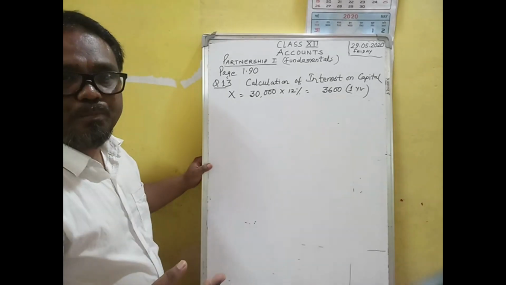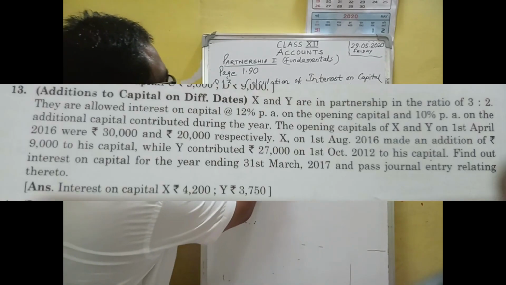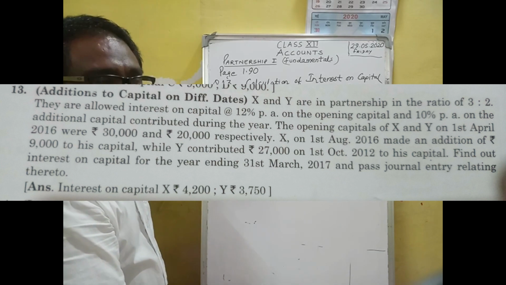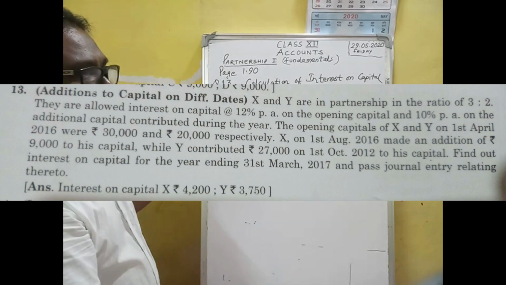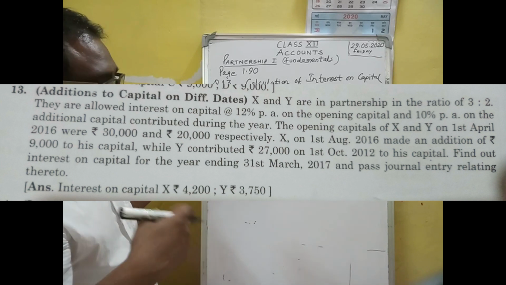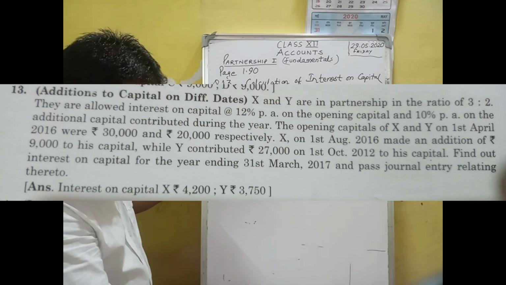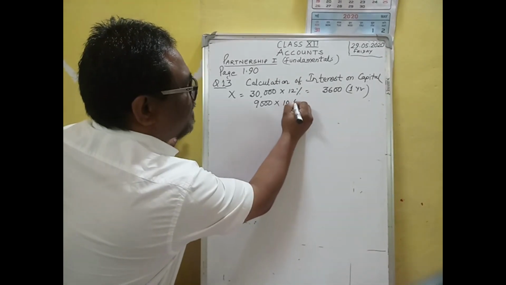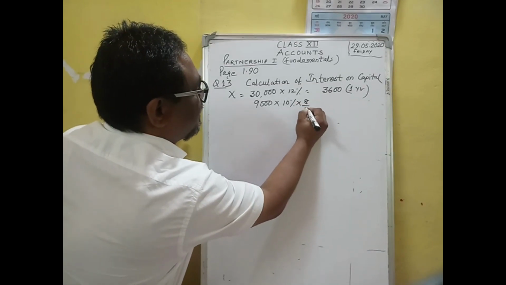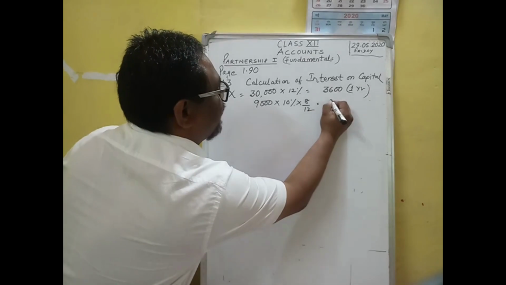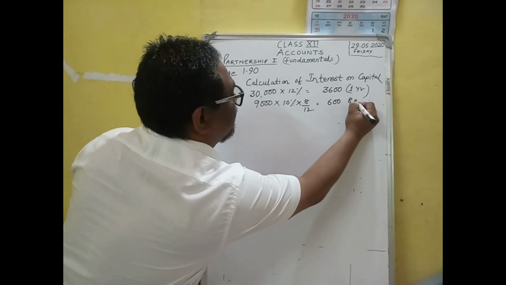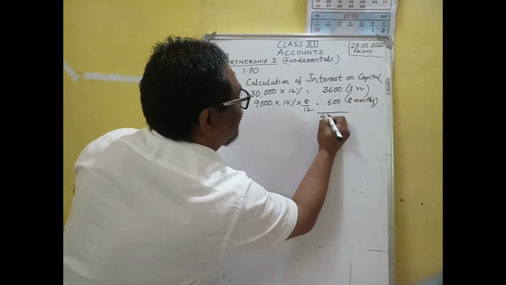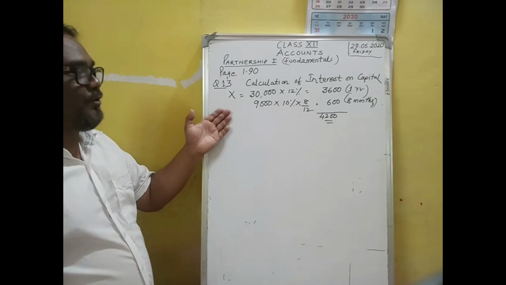Again, X brought additional capital of 9,000 on 1st August: August, September, October, November, December, January, February, March. 31st March 2017 is the year ending. So the rate of interest on additional capital is 10% into 8 by 12, that is for 8 months, so here you will get 600. So total interest on capital is 4,200. This is the interest on capital of X.